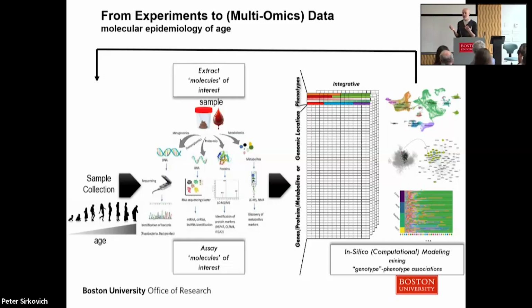Next comes in silico biology, which is about connecting the rows of those big matrices, the molecular entities, with the columns, which are the clinical phenotypes. And that's where data science, a combination of computer science, statistics, and machine learning, comes in, to try to identify the molecular factors that contribute to healthy aging and longevity.